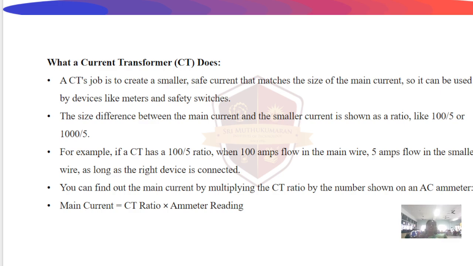So if the ammeter connected to the secondary shows 4 amperes, actual primary current equals CT ratio into ammeter reading. That is equal to 100 by 5 into 4, which is 80 amperes. So CT helps us measure high currents safely.